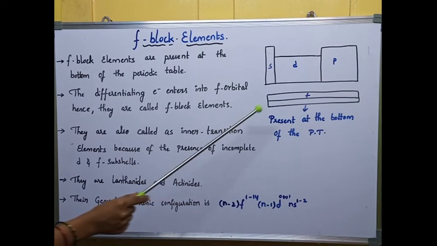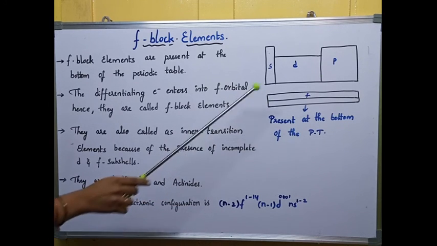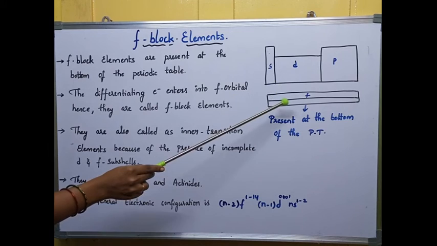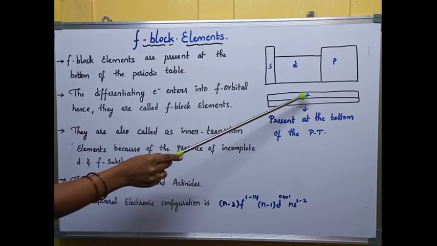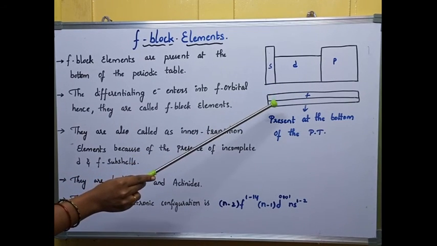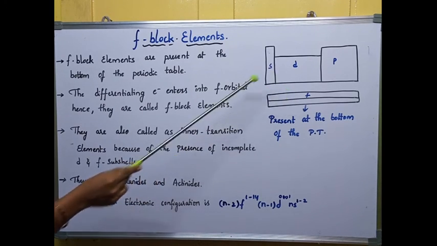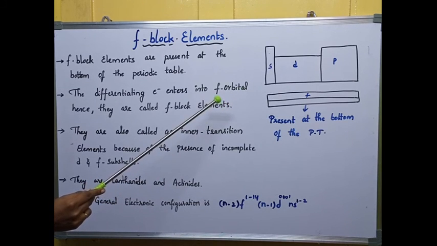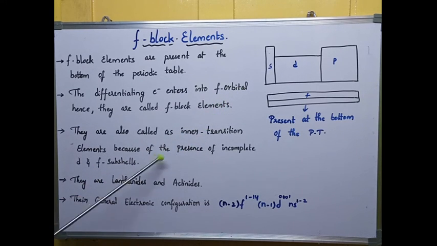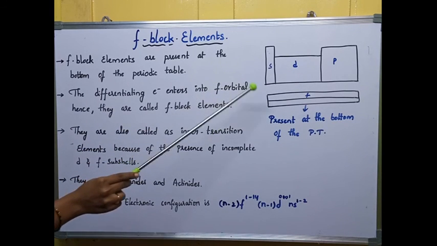So why do we call them F block elements? We call them F block elements because the differentiating electron enters into the F orbital. Okay, so because of the entry of the new electron into the F orbital, we call them F block elements. And these are also called inner transition elements, because, you observe their electronic configuration.